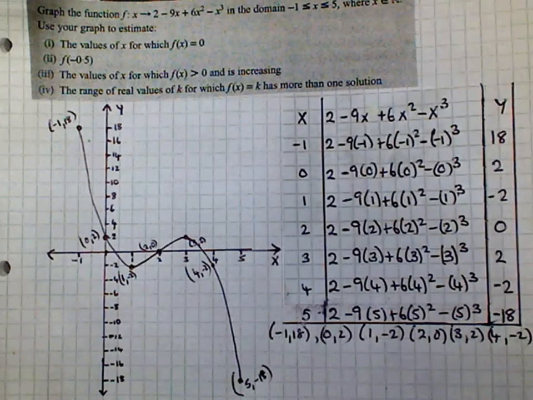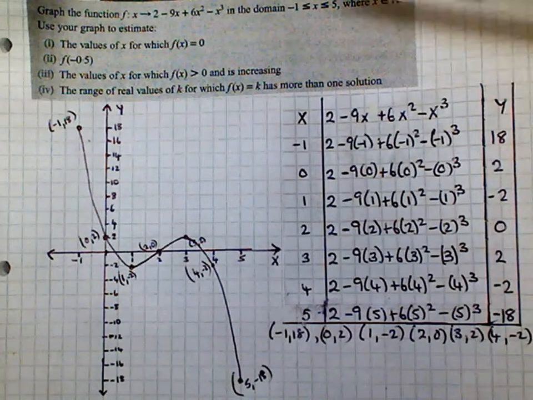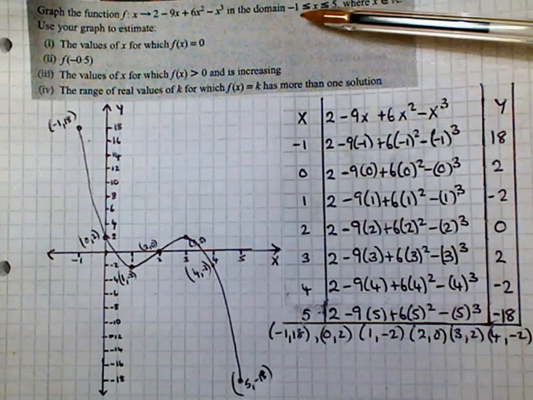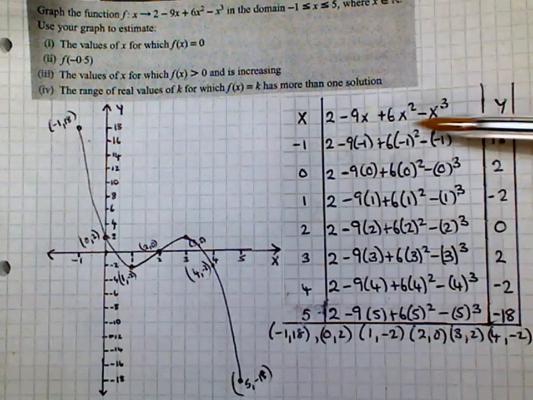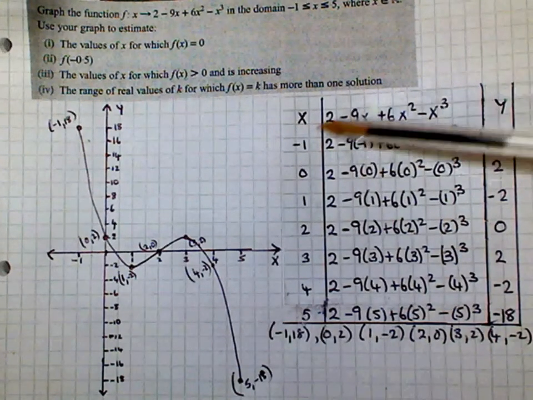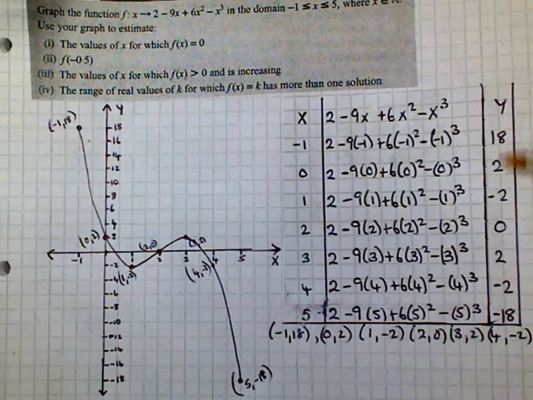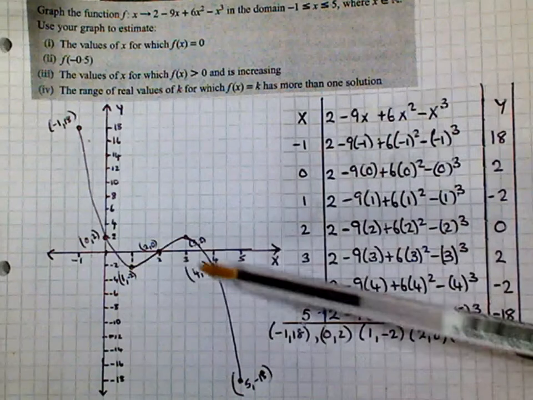Graph questions, example number 11. So you're asked to graph this function. It's a cubic function, and the domain is x greater than or equal to -1, less than or equal to 5. So here is our table with our x values and our corresponding y values. And when it's graphed, it looks like this.